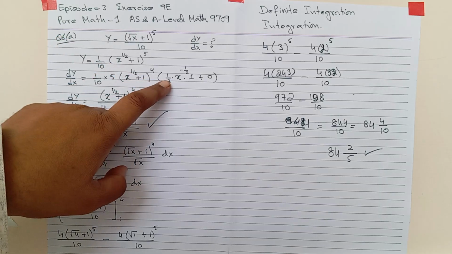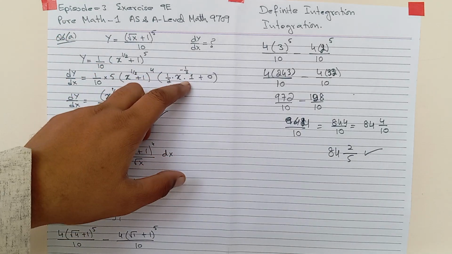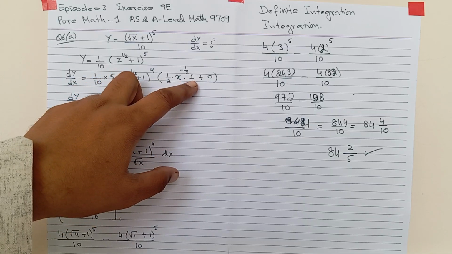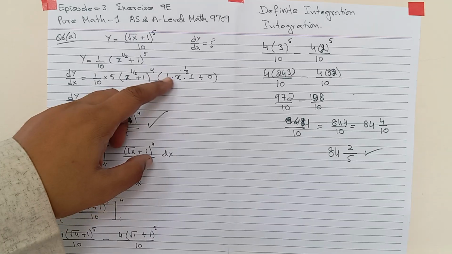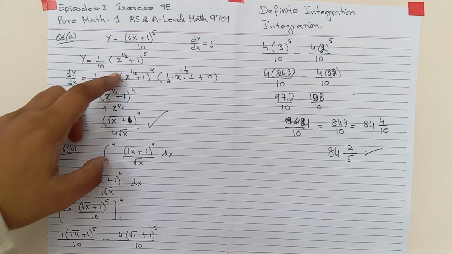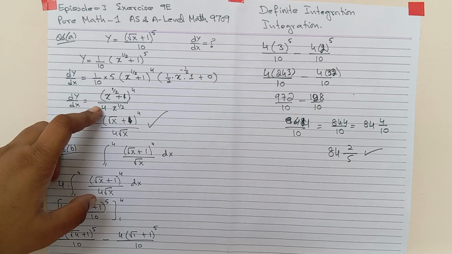So this 1 by 2 will come on the side of x, and 1 by 2 decreased by 1 will become minus 1 by 2. The derivative of this base will be 1, derivative of the 1 will be 0. Okay. So this 5 and 10 will be cancelled. So 1 by 2 multiply 1 by 2, that will become 1 by 4.